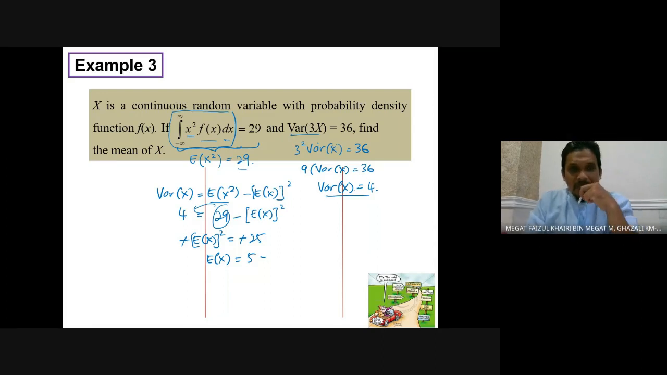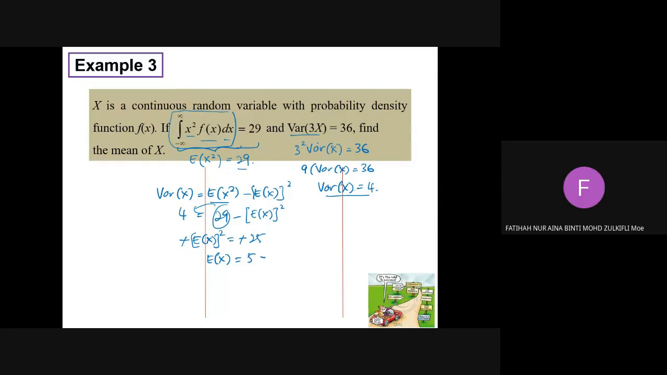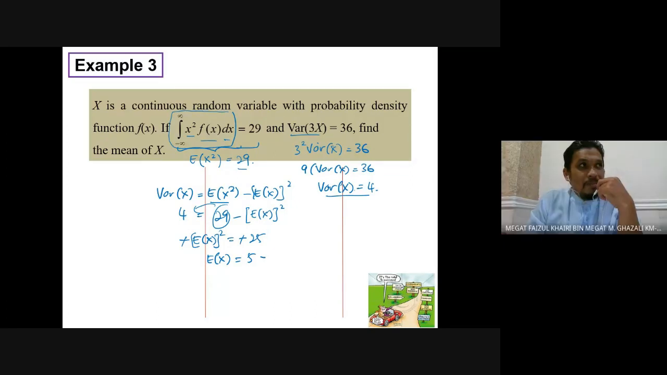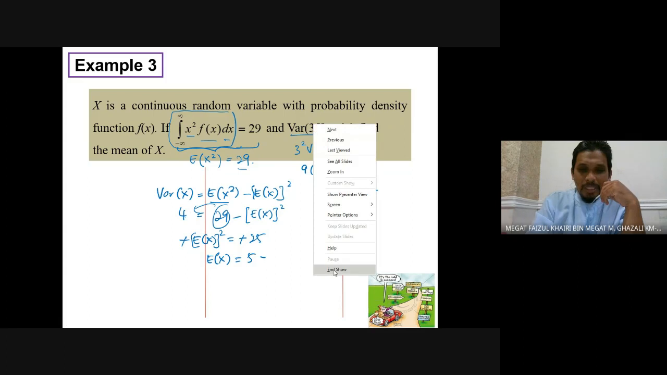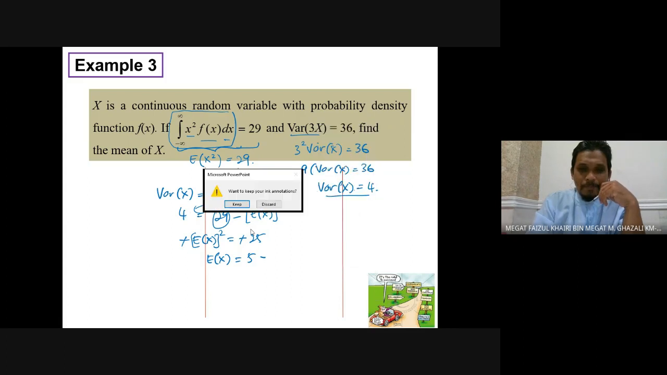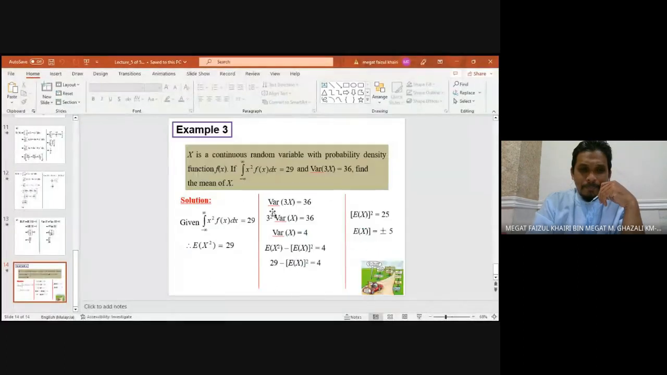Okay, the examples are finished. Class, are the examples finished? Yes, sir. Okay, so officially our lecture for topic 8 ends here. Oh, it's finished already. There are still slides below.